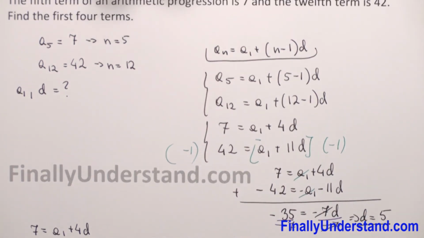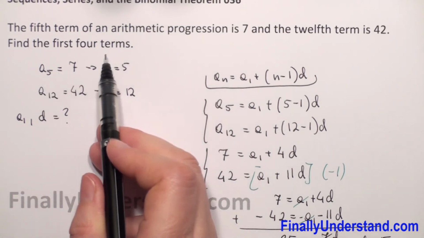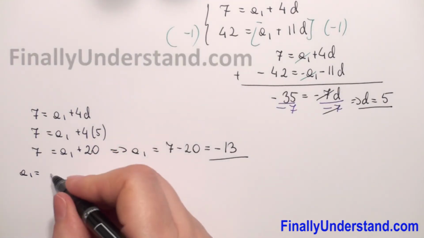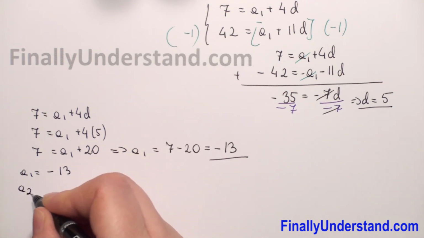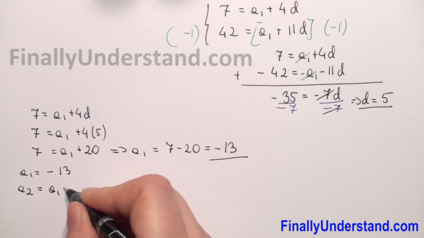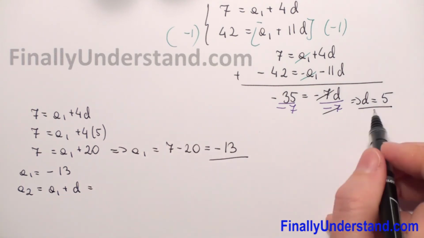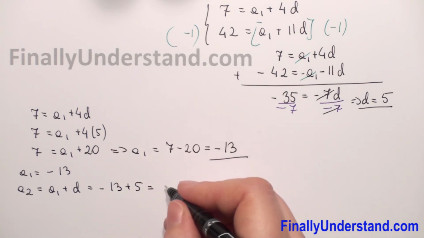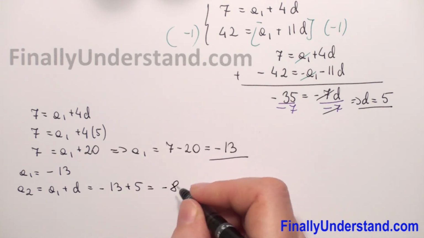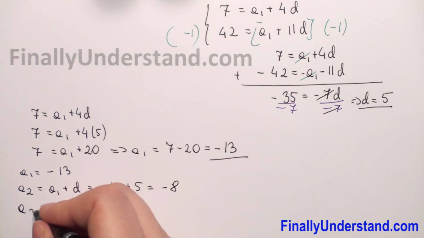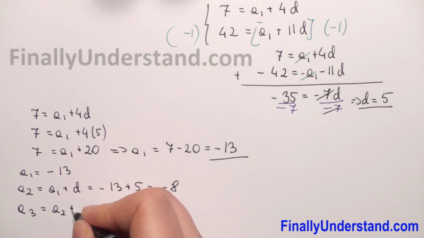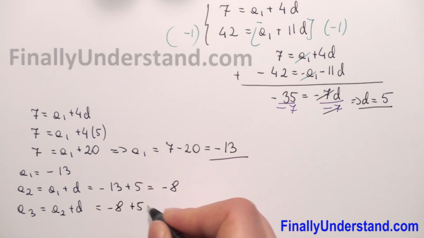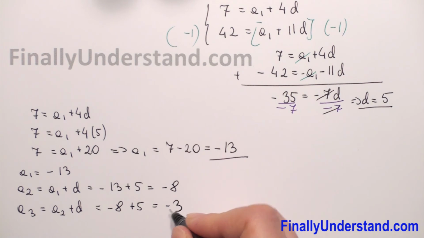Now it will be very easy to find the first four terms. A1 we calculated is -13. A2: to A1 we have to add the constant d. So A1 is -13 plus 5, which is equal to -8. Next, A3 is A2 plus the constant d. A2 we found is -8, plus 5, so this is equal to -3.